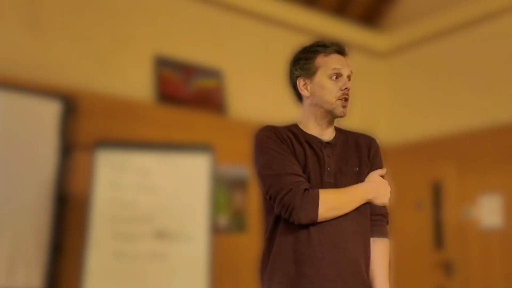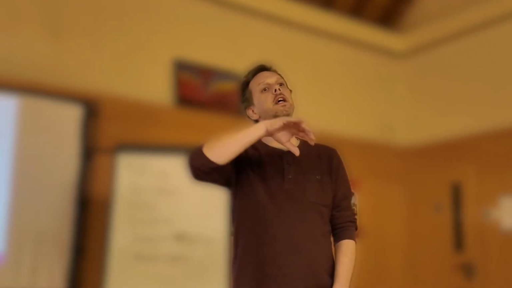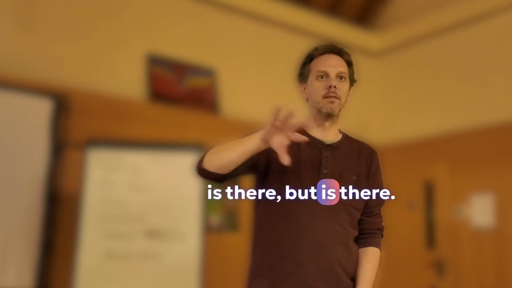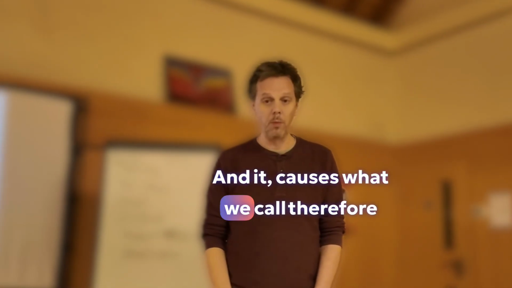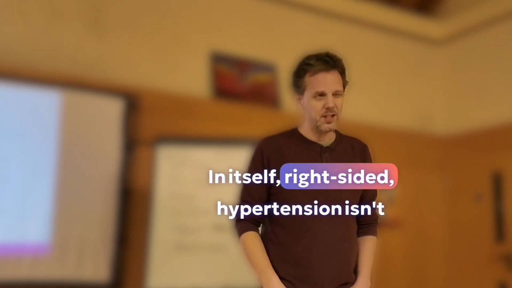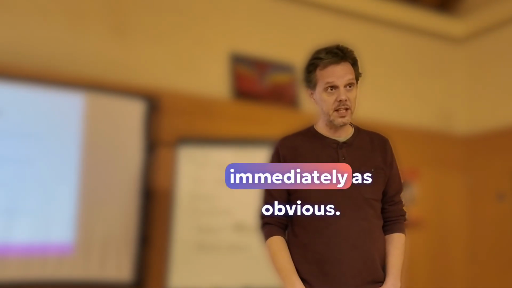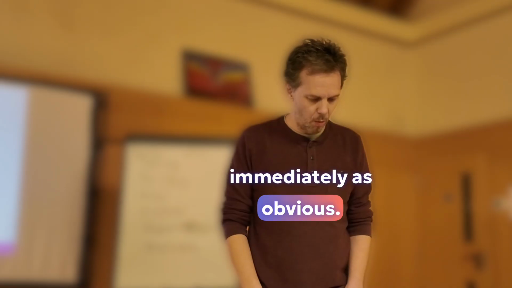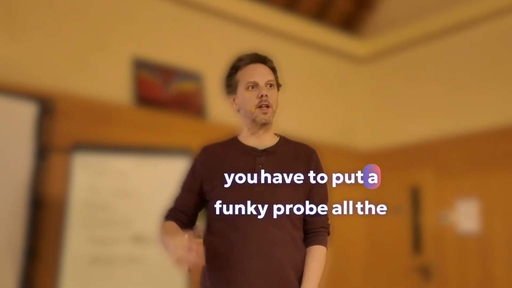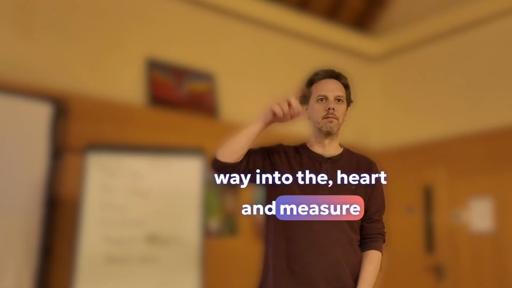So it's not the blood pressure we measure on the left side of the heart, the big pumping chamber. This is the right side of the heart, the smaller bit that most people forget is there, but is there. And it causes what we call right-sided hypertension, because it's the right-sided part of the circulatory system. In itself, right-sided hypertension isn't immediately obvious. You can measure it, but you can't measure it in the community. You can measure it in the hospitals. You have to put a funky probe all the way into the heart and measure the levels.